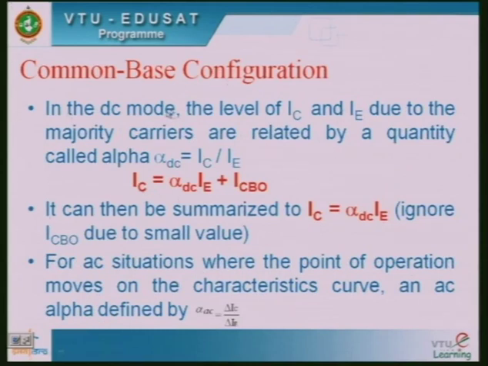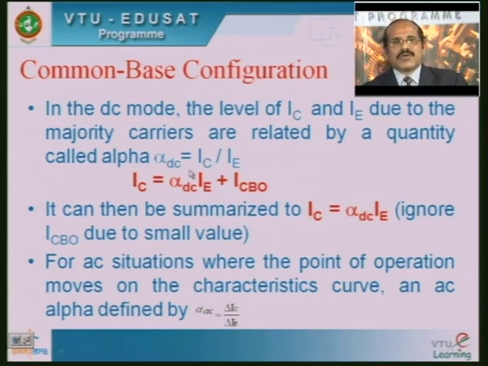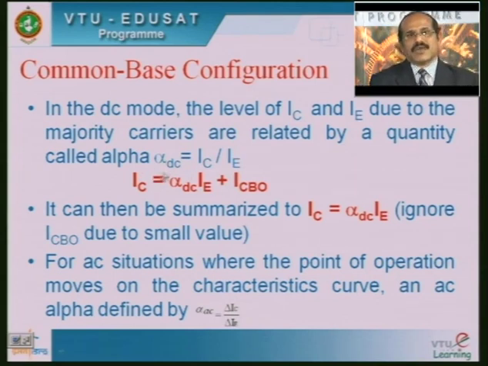In the DC mode, the levels of the collector current and emitter current due to majority carriers are related by a quantity called alpha DC. As I told you, it is the common base DC current gain, defined as the ratio of the output current, IC, to the input current, IE. Using this relation, we can write IC equal to alpha DC times IE plus ICBO. ICBO, as I told you, is the current that flows from collector to base with the emitter open. Since ICBO is very small, we can neglect it, and therefore IC is equal to alpha DC times IE.